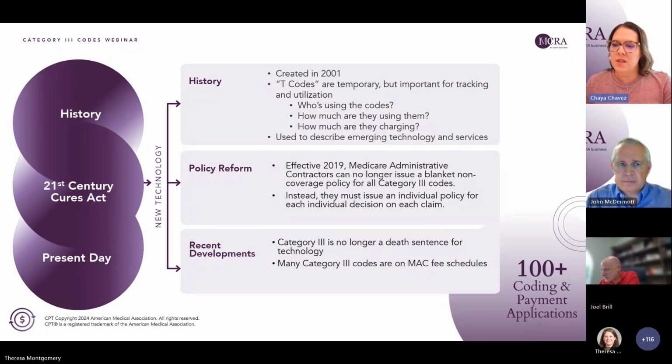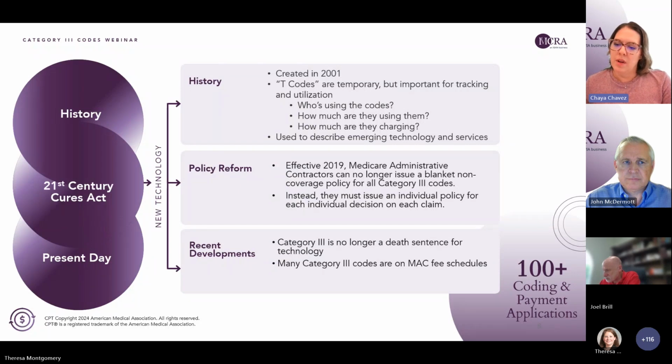They're meant to only last a certain period of time, usually about 5 years, and then they need to be renewed. But these are essentially for tracking purposes so that the AMA can know who is using these codes, what they're using them for, and how much they're charging. Essentially, they have a way of tracking specific technology and understanding the costs and resources associated with those charges.